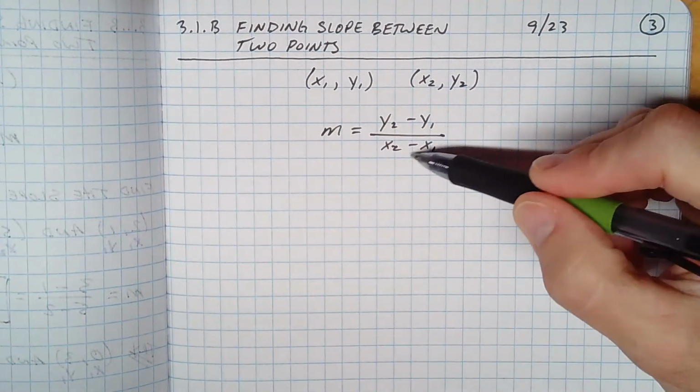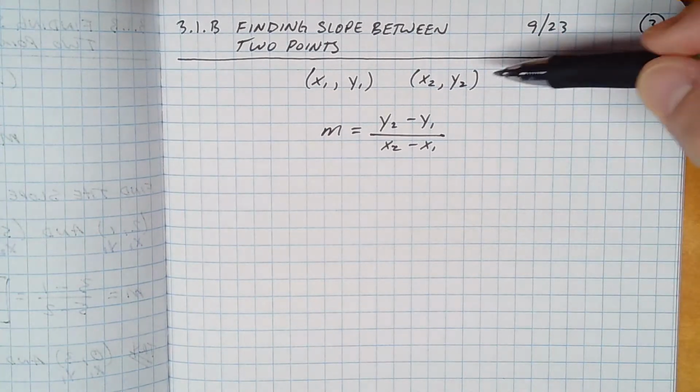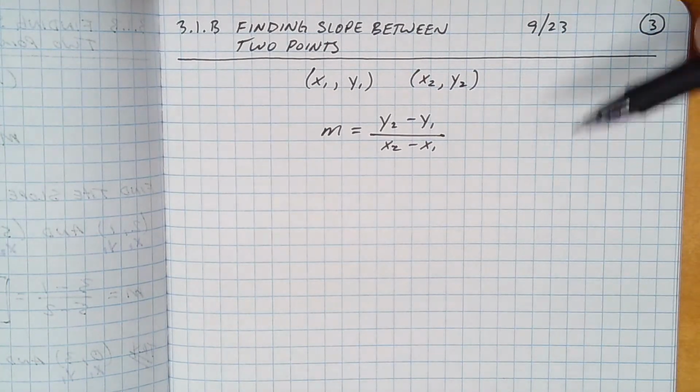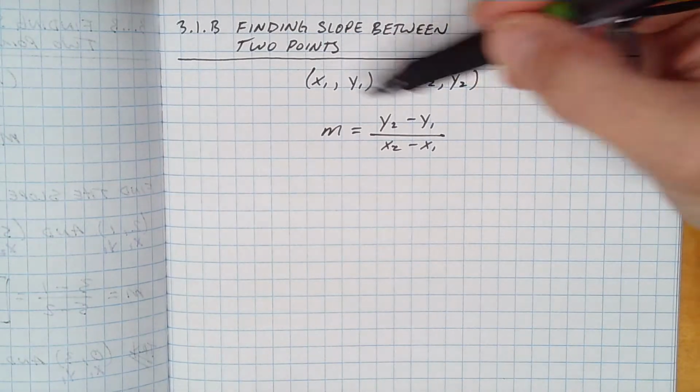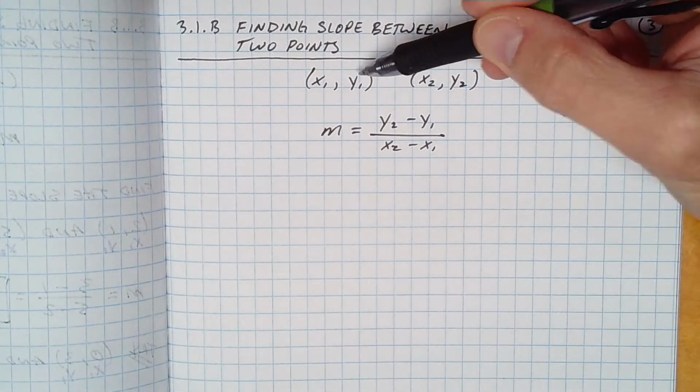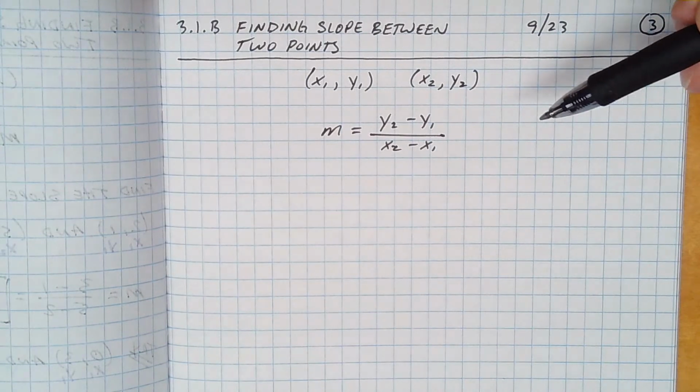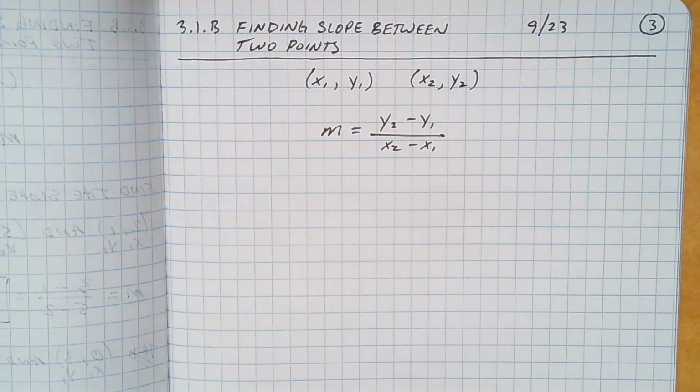And these little numbers right here, these are a little bit strange. They're called subscripts. And what they mean is like this x is a different x than this x, and this y is a different y than that y. So they're just different values for different coordinates.